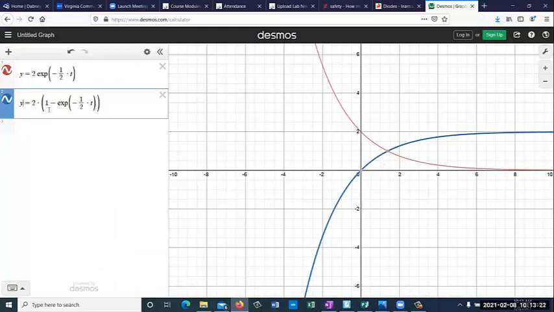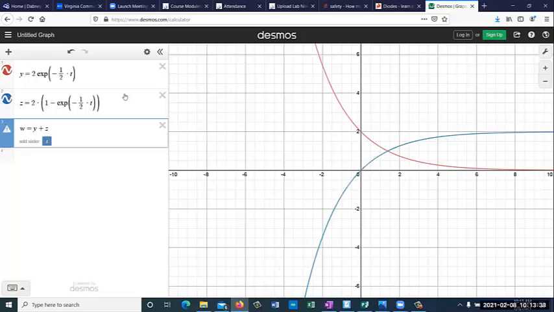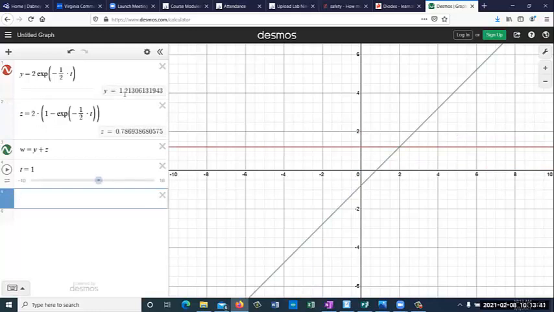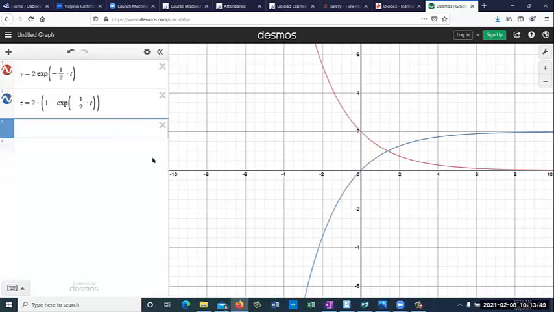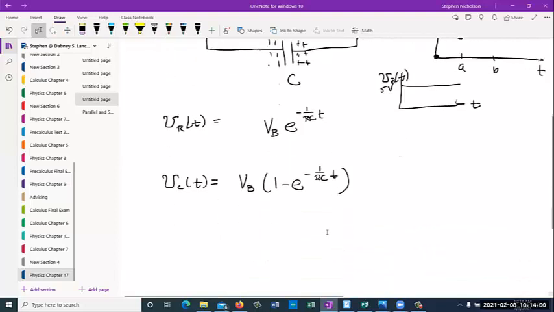And let's actually call this Z. And then if we add another one, let's call it W. If W is equal to Y plus Z, does that work? Something happened here. Why did the other ones disappear? Let me get rid of that. Anyway, what you'll find out is if you add these two, you just get a horizontal line of 2. That's the battery voltage. So they oppositely compensate each other.